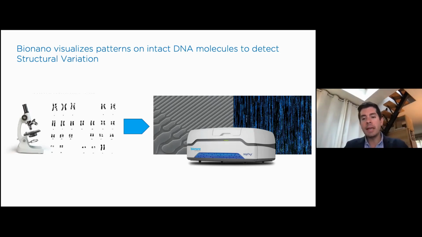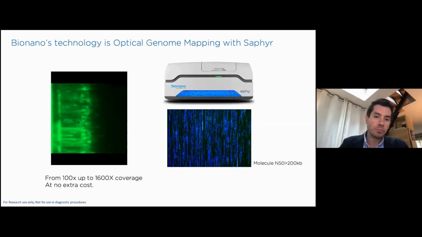And this will be scanned and analyzed automatically by the Sapphire system. And similarly to karyotyping, any abnormality in this labeling pattern would indicate the presence of a chromosomal alteration. So here there's no culturing step, there's no DNA amplification needed, no denaturation, and no FISH probe required. And this is how it works.